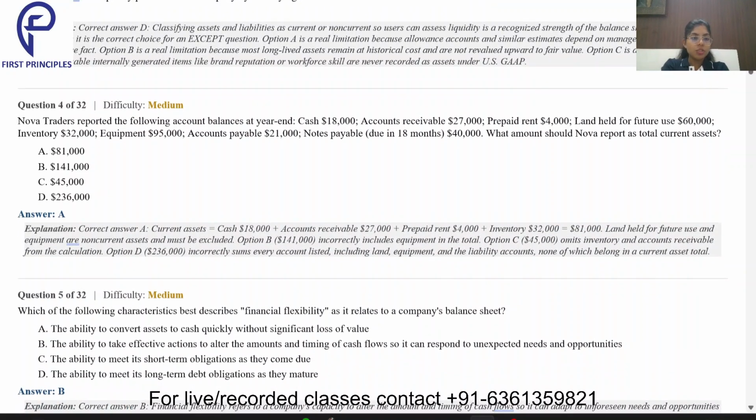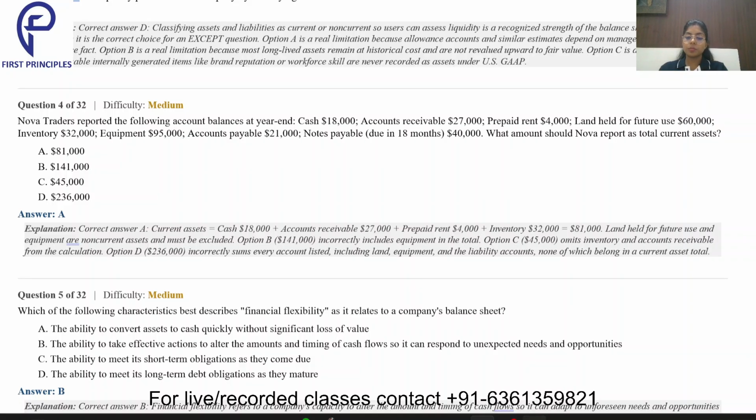Moving to the next question, question number 4. Nova Traders reported the following account balances at year end: cash, accounts receivable, prepaid rent, land held for future use, inventory, equipment, accounts payable and notes payable. Everything is given over here. Now what amount should Nova report as total current assets?